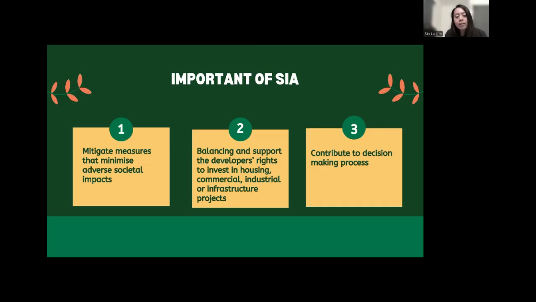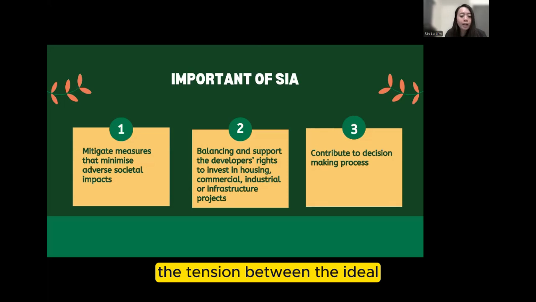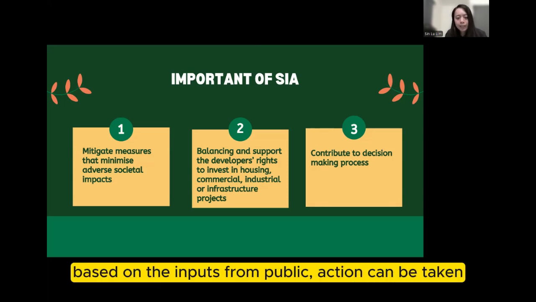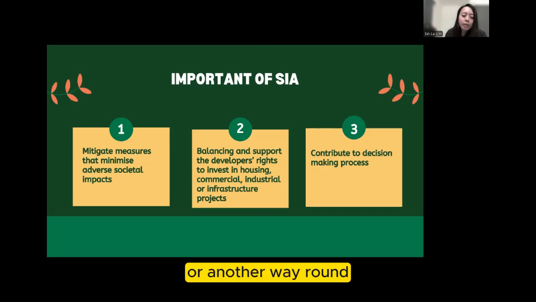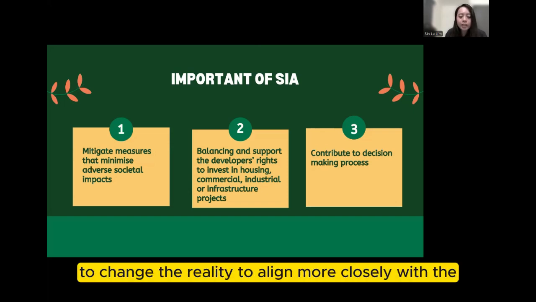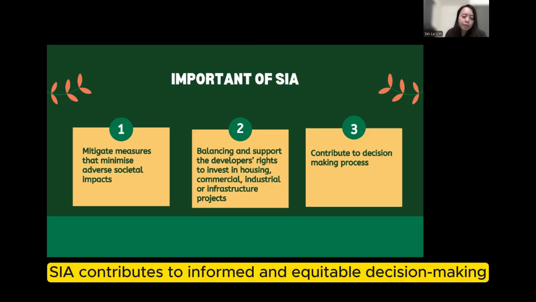For example, the aim of the feasibility study is to balance the tension between the ideal and reality scenario. Based on the input from the public, action can be taken either to modify the ideal scenario to align more closely with reality, or the other way around, to change the reality to align more closely with the ideal scenario. Ultimately, SIA contributes to informed and equitable decision making.